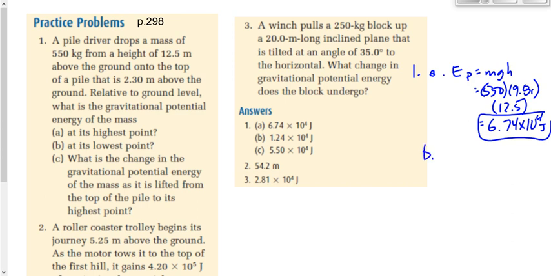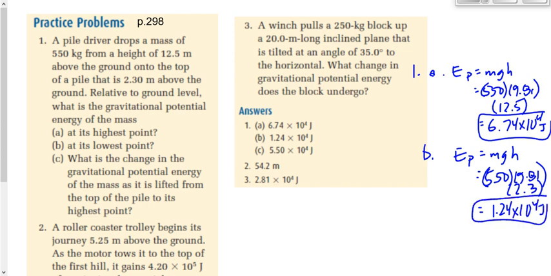Well, then we simply use gravity to drop the pile and let it do its thing, right? Gravitational potential energy is stored energy, the ability to do work. We let it go, and it starts doing work. It starts being kinetic energy. We want to find its potential energy now at its lowest point, which is 2.3 meters above the ground. 550 times 9.81 times 2.3 meters. We multiply those together, and we should get 1.24 times 10 to the 4 joules.